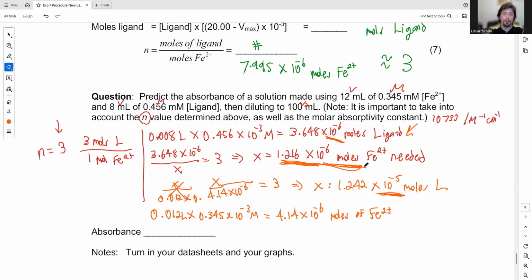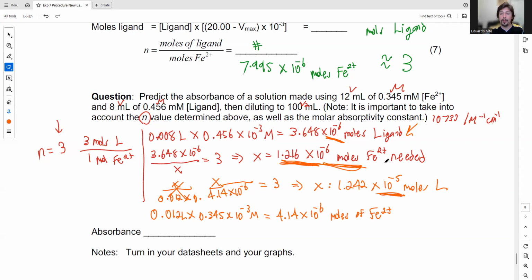Please talk your way through this. This is just another way of doing a limiting reagent problem. This is the amount of Fe that is going to actually react with the ligand to form something that will absorb, and that is what is going to absorb and measure it.